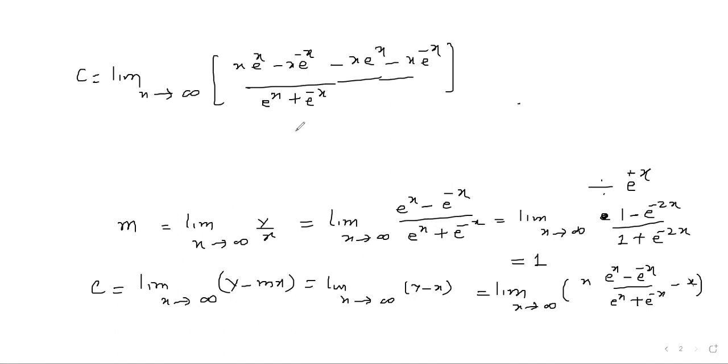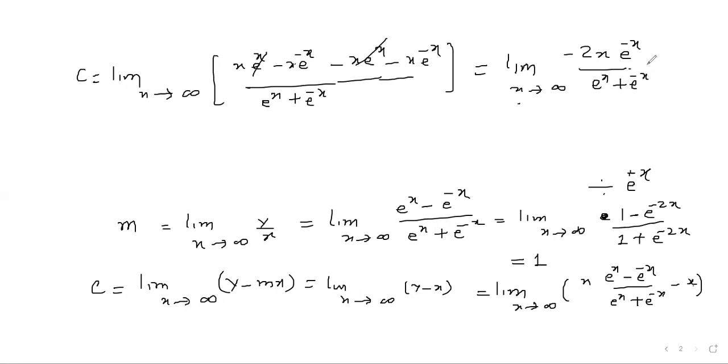Now, from here, this term and this term will cancel out. So we will get limit x tends to infinity of minus 2x e power x, with a negative sign, divided by e power x plus e power minus x.